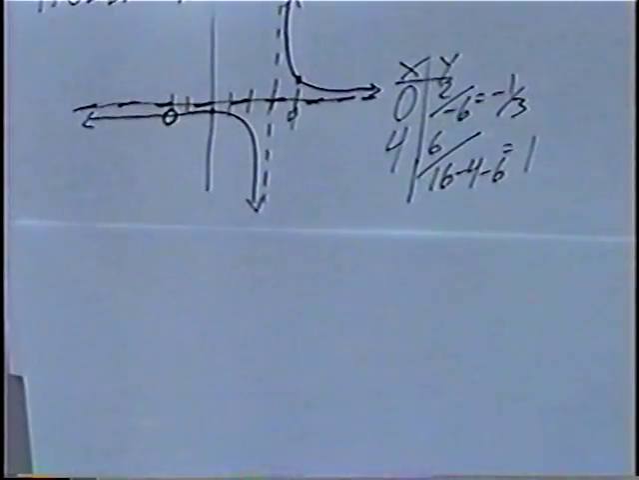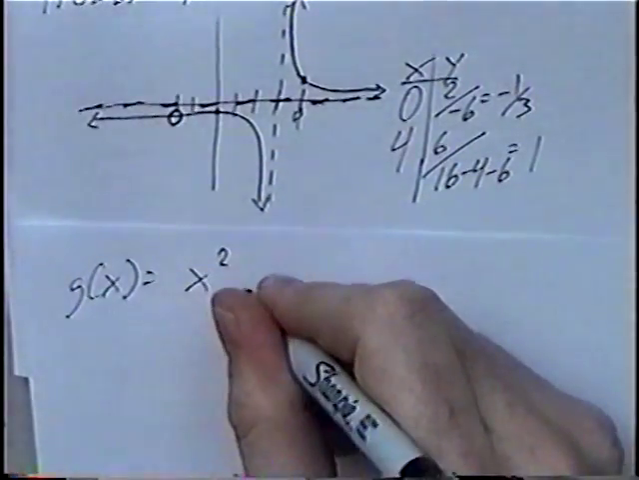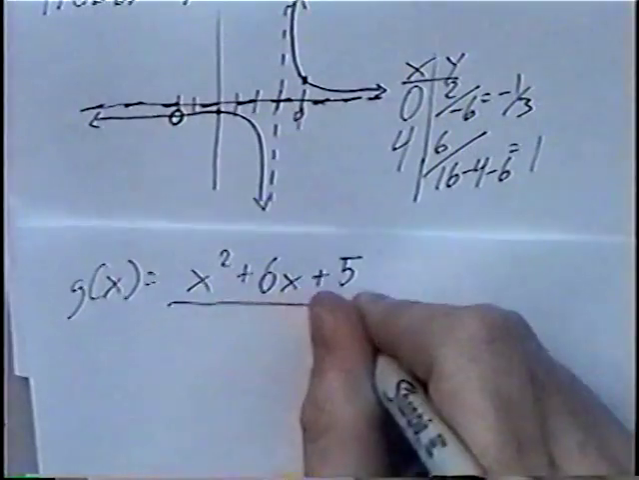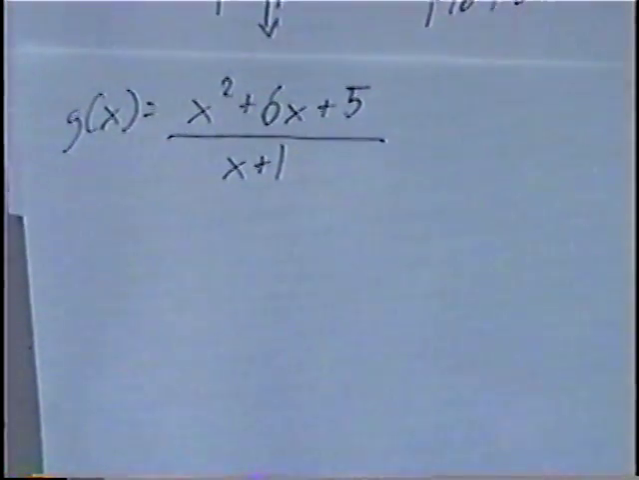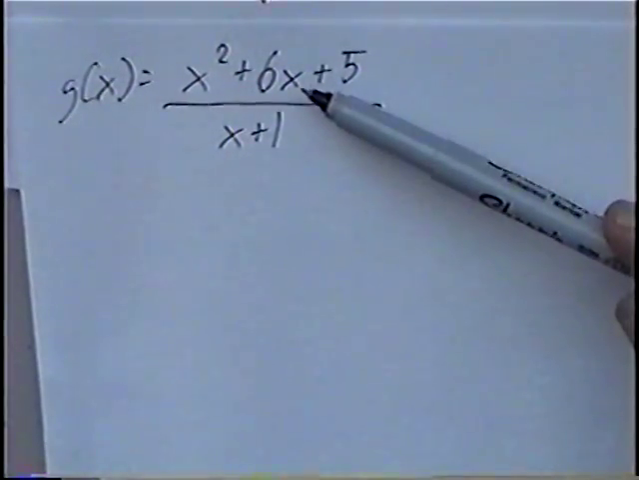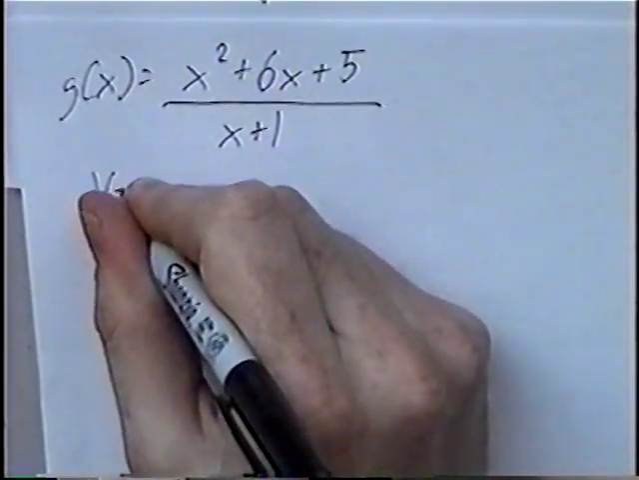Second question and last question for the section. G of x equals x squared plus 6x plus 5, all divided by x plus 1. Again, graphing this rational expression where we have variables or x's for the numerator and denominator, we can find the vertical asymptotes.